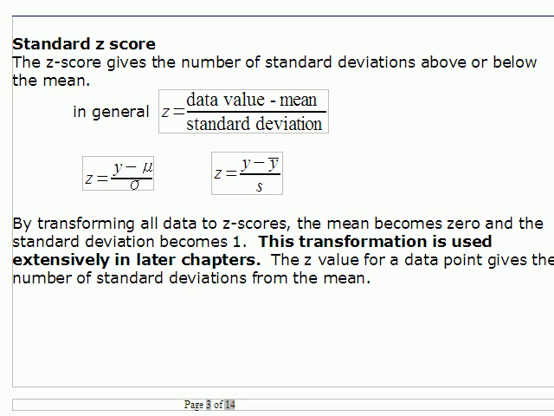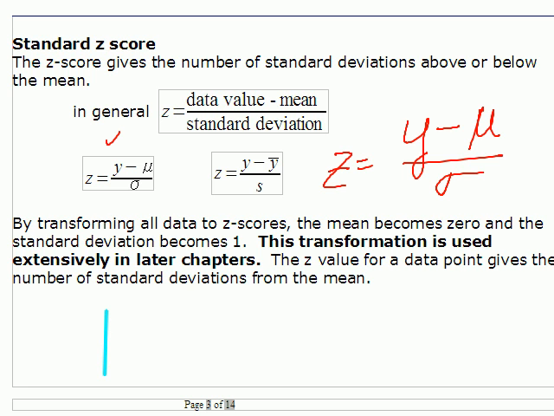Let's just look at the one right here. The Z-score: you take the Y value that you have, you subtract off your mean, and divide by the standard deviation. Okay, now this is a very important transformation, and it's used extensively in the later chapters. It's used all the time, and let me show you why that is so.